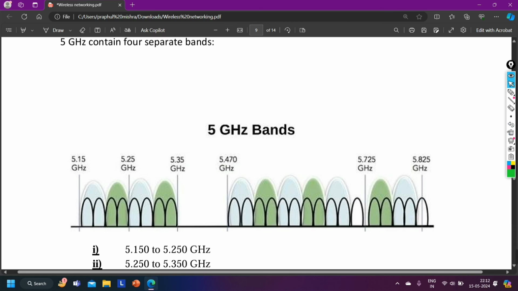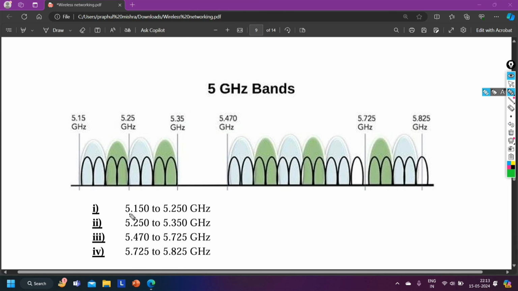Okay, the first band starts from 5.150 and goes to 5.250 GHz. The second band starts from 5.250 and goes to 5.350 GHz. The third band starts from 5.470 and goes to 5.725 GHz, and the fourth band starts from 5.725 and goes to 5.825 GHz. Okay guys, and you can calculate how many channels are there.